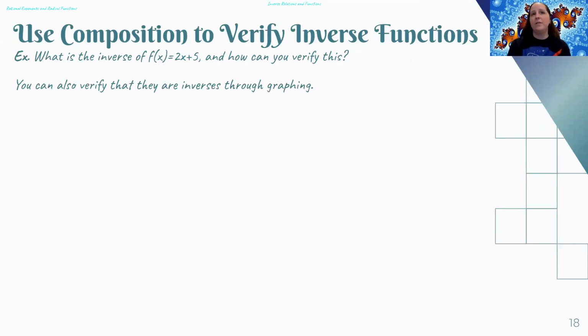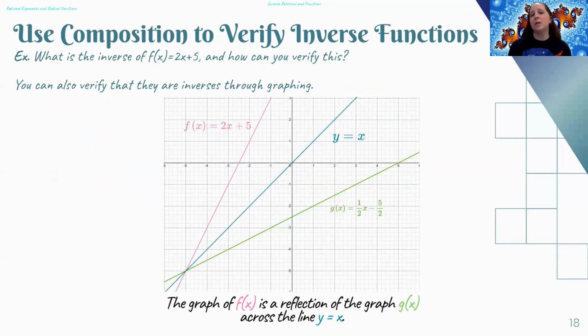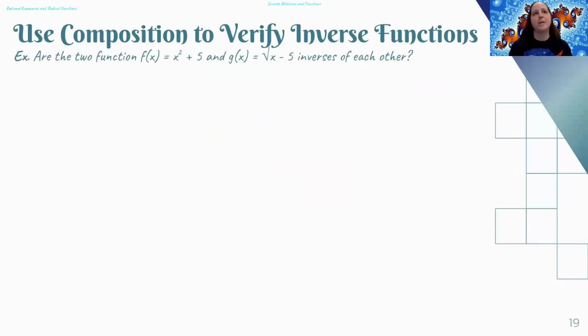You can also verify that they are inverses through graphing. By looking at this, you can see that they're reflections: the pink line is reflected over the y equals x line to create the green line.